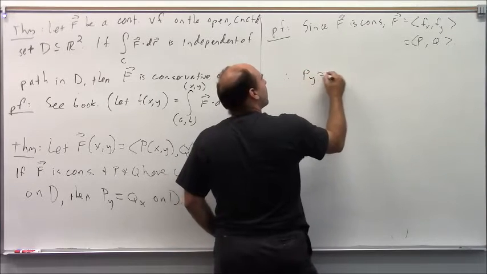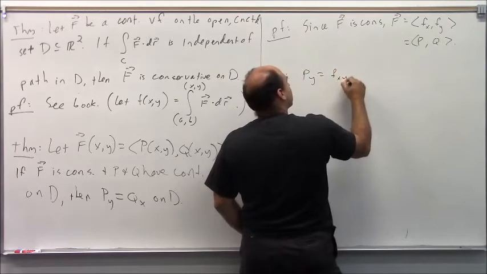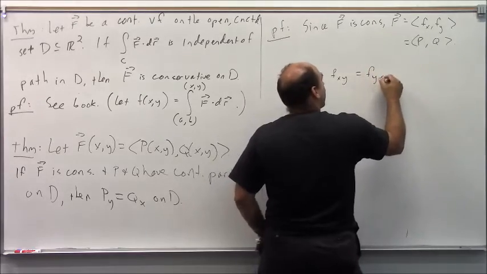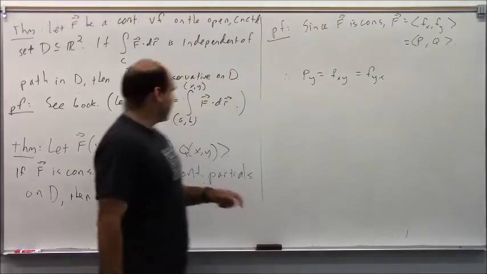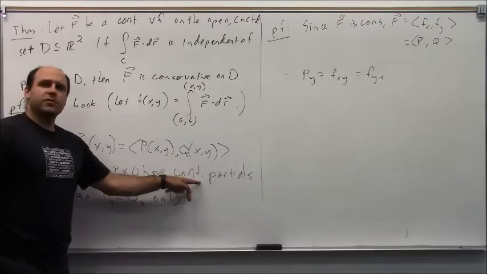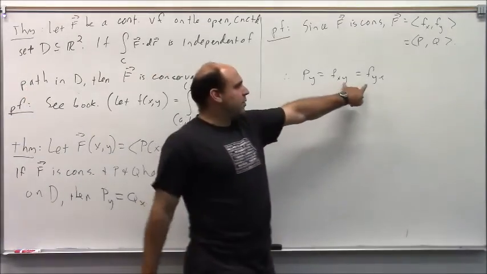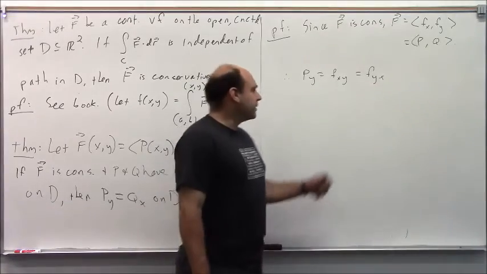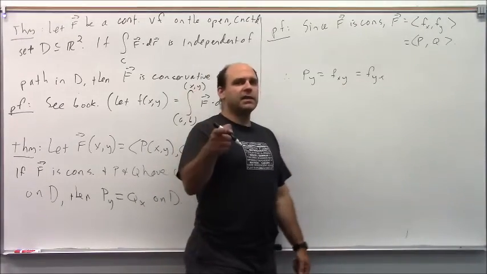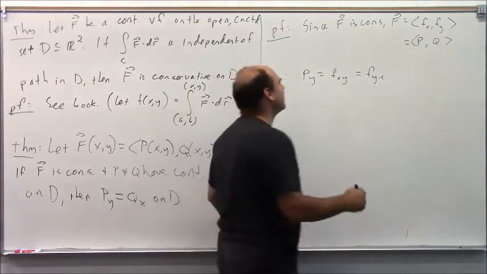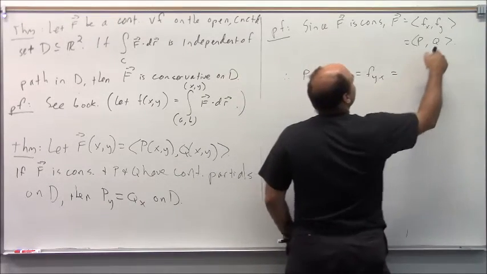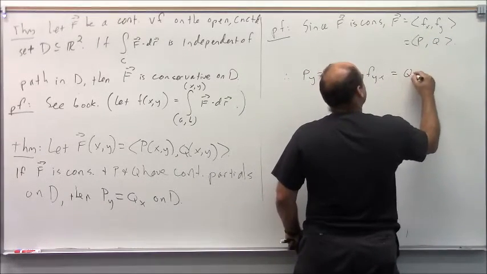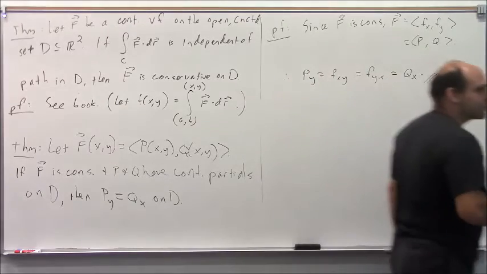P sub y, that's f_xy, which is equal to f_yx, because remember we assumed that P and Q have continuous partials, which means that the second partials, these mixed partials of f, are continuous. And if they're continuous, they're equal by Clairaut's theorem. Well, f_yx, that's Q sub x. So there's not much to that proof.